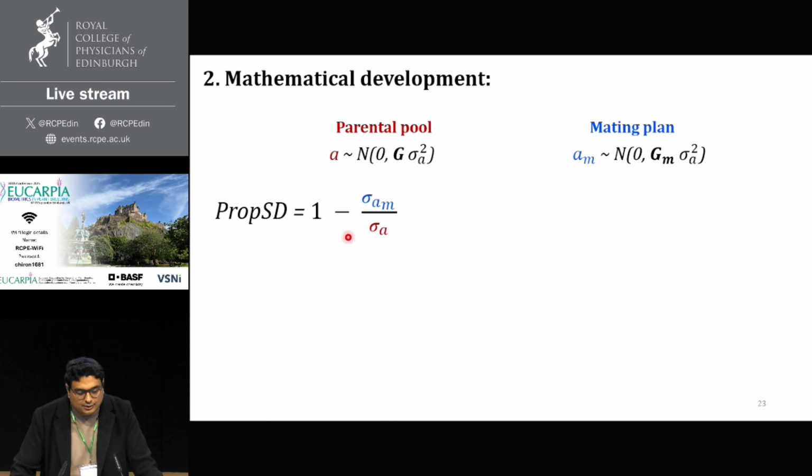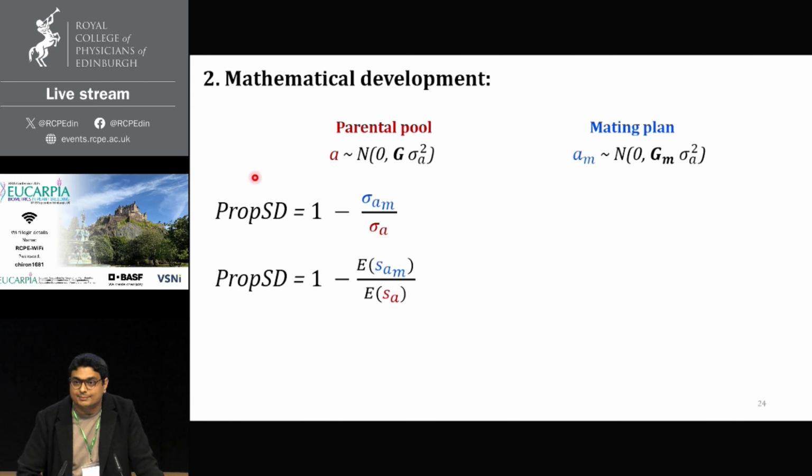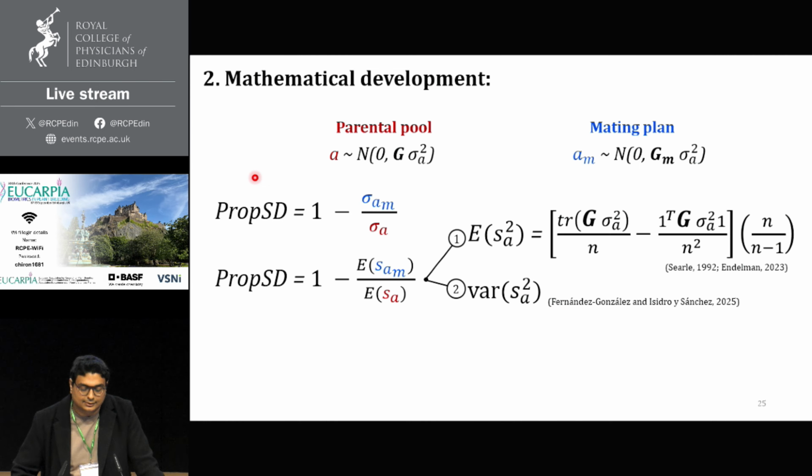Of course, these values are unknown. However, we can estimate them using the expected standard deviation of an infinite amount of samples from their multivariate distribution. And for that, we need two things. First, the expectation of the sample variance that can be computed this way, following Sorensen and Endelman, with the addition of a correction factor, because we need the sample variance, not the population variance. And then we need the variance of the sample variance, which you could call the standard error variance. To compute it, you could follow our latest publication from the lab.